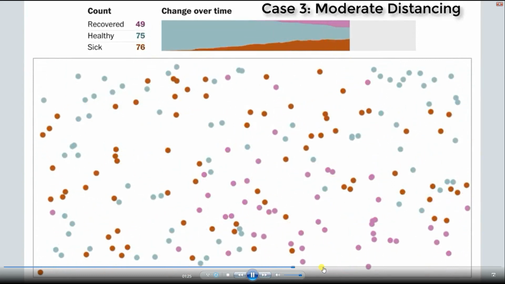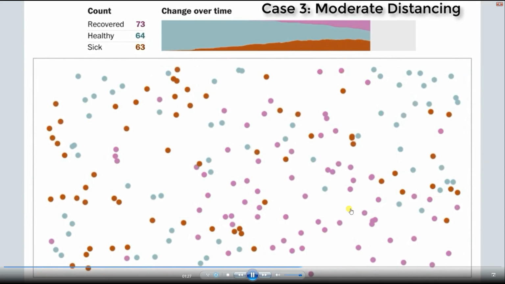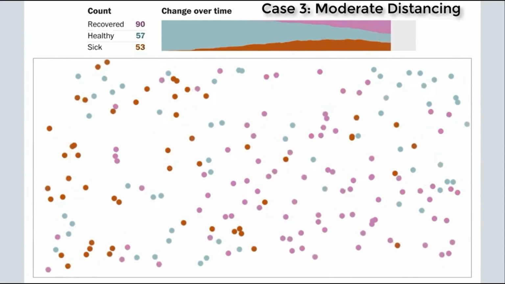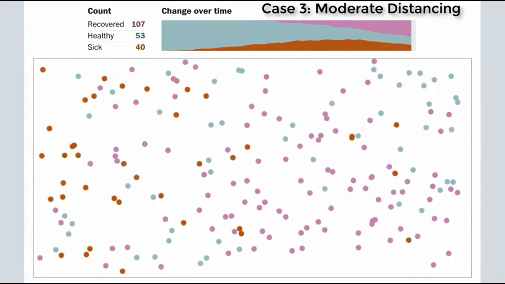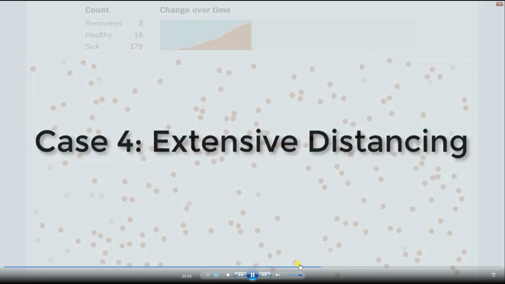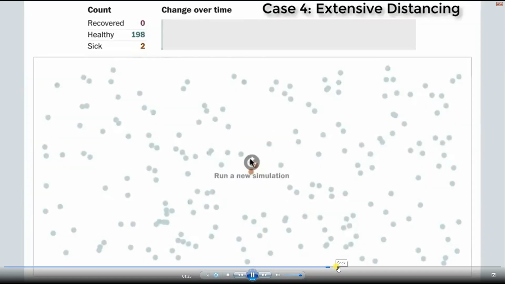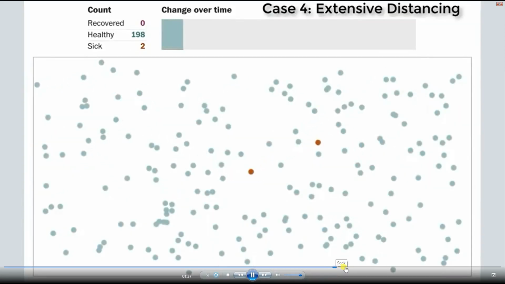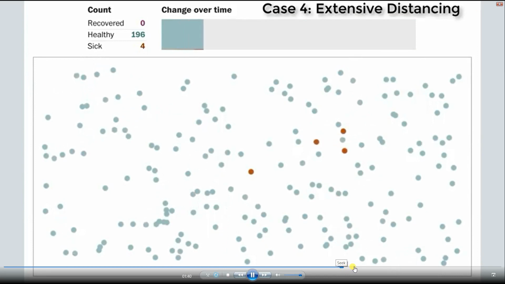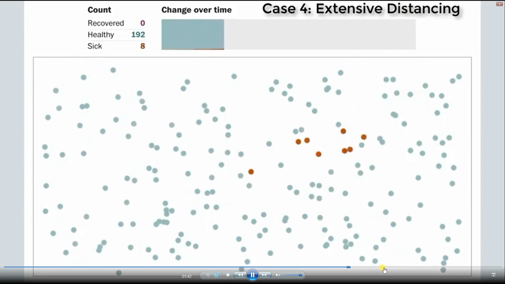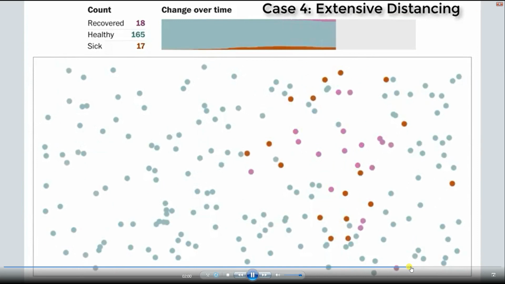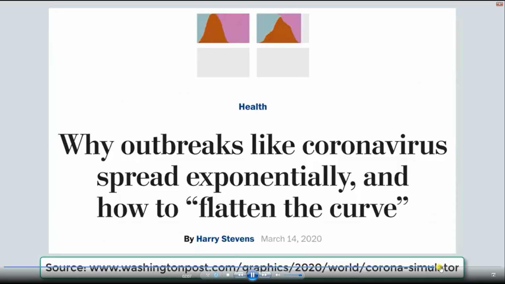So you can see the people start recovering, and then there's a nicer balance between the people that are infected right now and those that are still not infected. This is extensive distancing, so there's really even less chance. You see this here on the curve, very flattened, right?